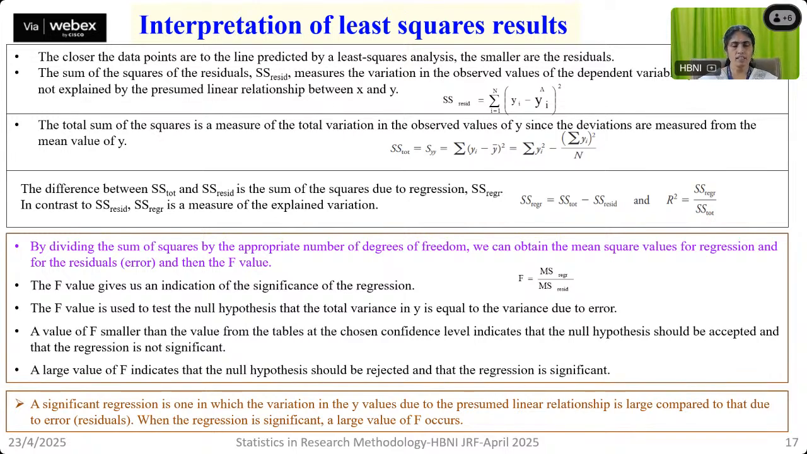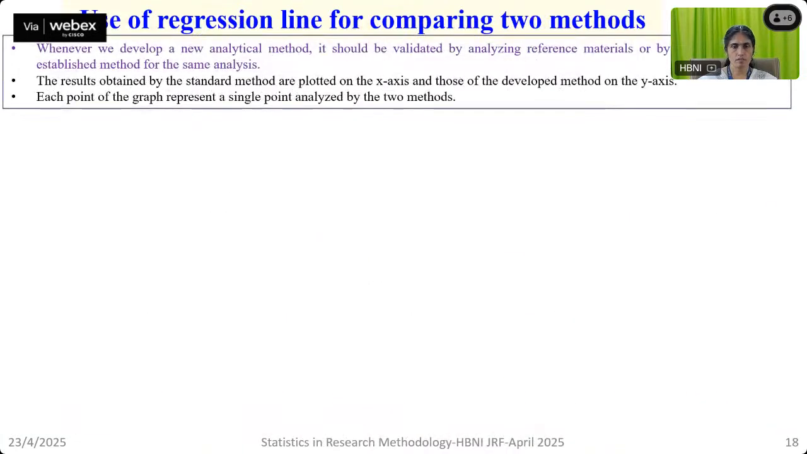So a significant regression is one in which the variation in the Y values due to the presumed linear relationship is large and the F values will be small. But when the regression is significant, then we will see that F values are visibly different from the tabulated F value.